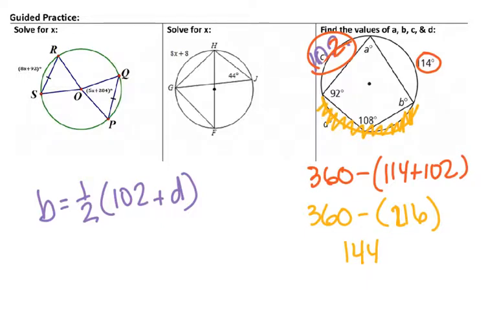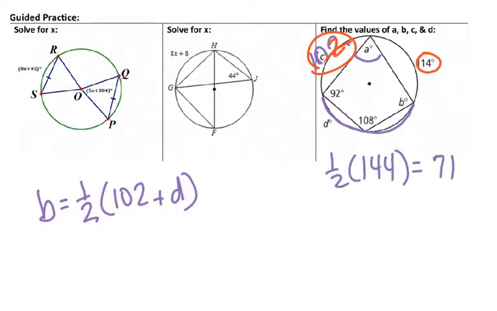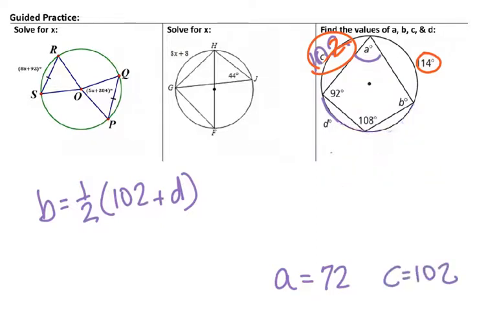Now, that doesn't help me find D immediately, but it helps me find A, because this angle A is going to be half of 144. Half of 144 is equal to 72. And so angle A is equal to 72. We already found that C is equal to 102. So we're starting to put all of these pieces together. This is 102. This is 72.